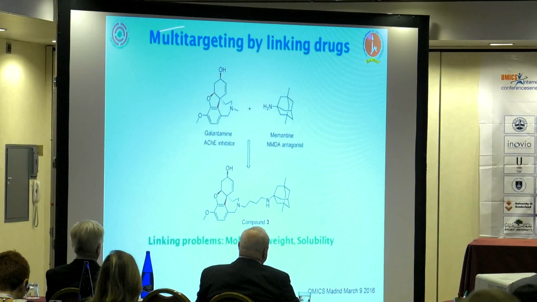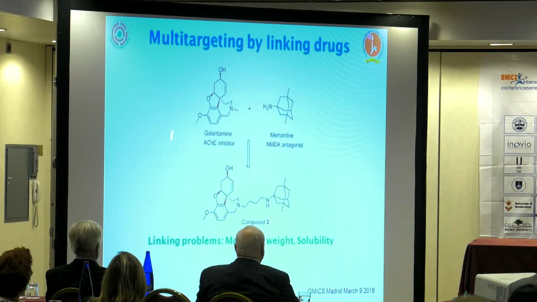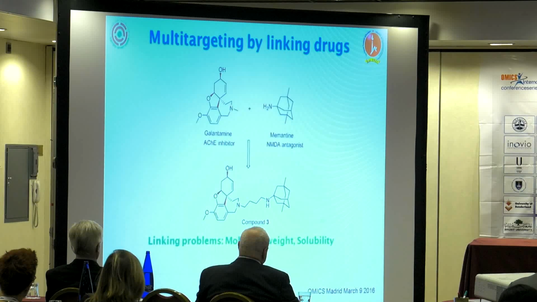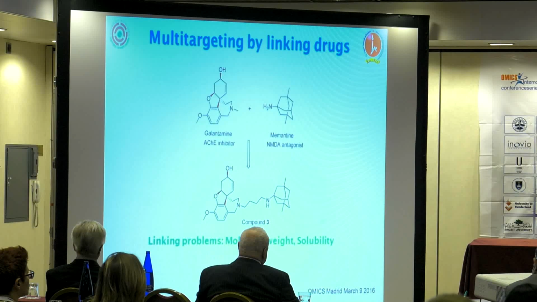Multi-targeting by linking drugs has been tested in a few cases. This is a combination of two drugs that are used in order to reduce symptoms in Alzheimer's. The galantamine, which is an acetylcholinesterase inhibitor, and the memantine, which is an NMDA antagonist. So they were linked by a chemical linker, as you see here, just by 4 carbon atoms. And the obvious result is that you have a much larger molecular weight of the molecule, and it also causes problems of solubility, because in most cases the lipophilicity is also increased tremendously.